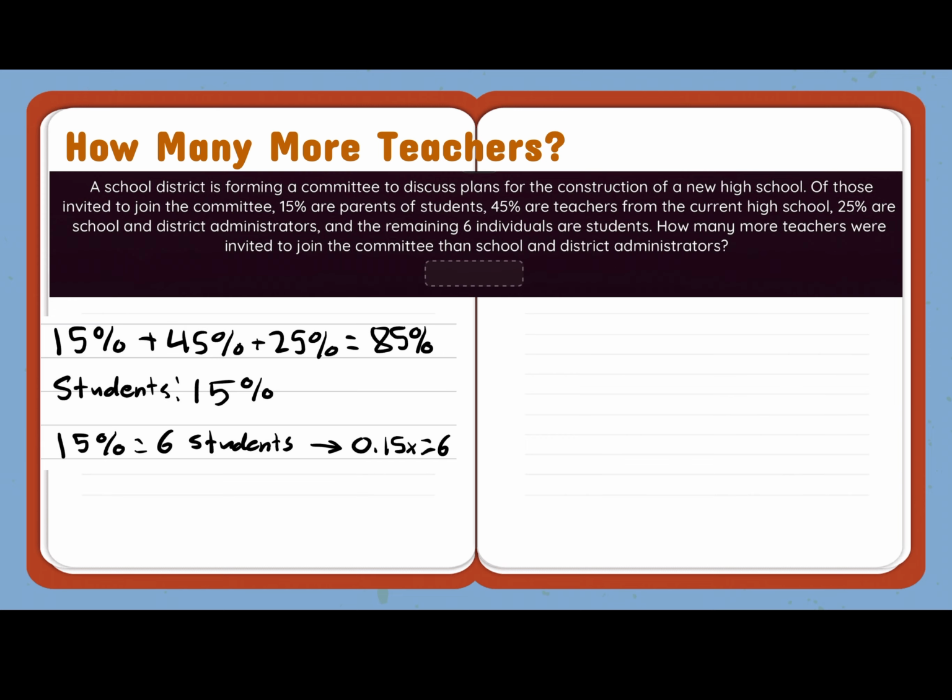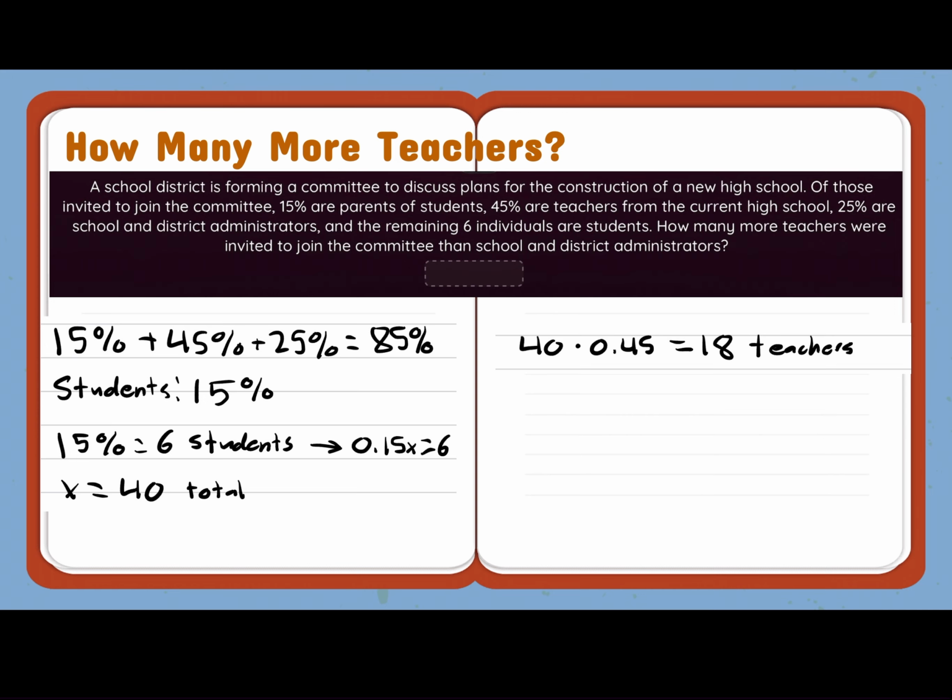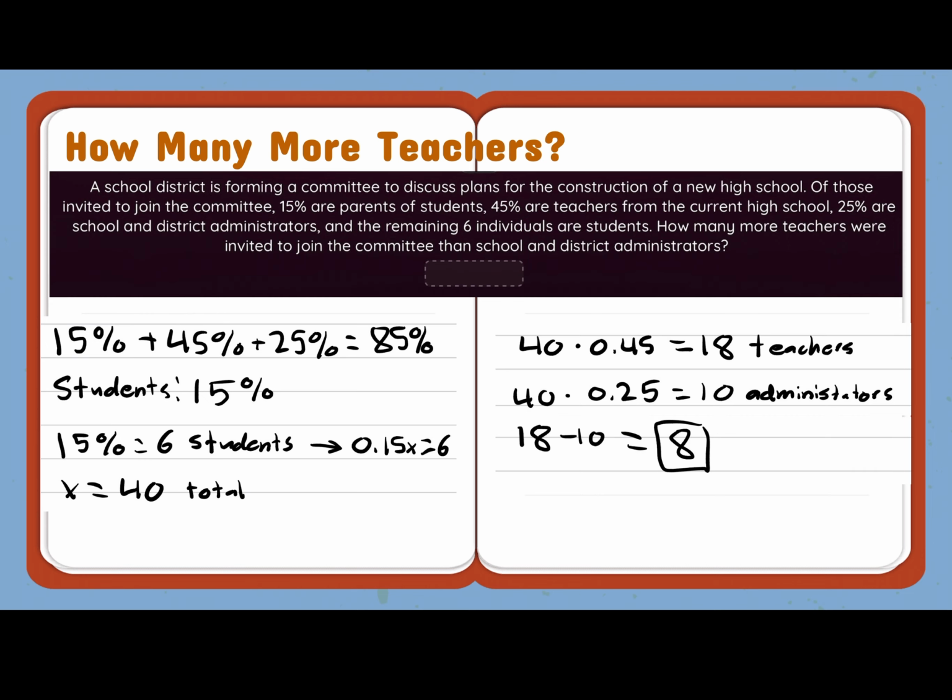Now, in order to figure out how many parents, teachers, and administrators take up the rest of the 85%, we can do 0.15x equals 6, divide by 0.15, and we find that there are 40 individuals total. Now, we can multiply the total by the percentage of teachers and administrators. So there are 18 teachers and there are 10 administrators. And we can find that when you do 18 minus 10, there are 8 more teachers invited to join the committee than administrators.